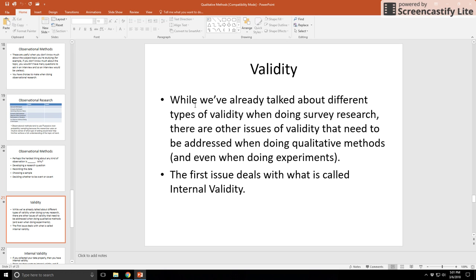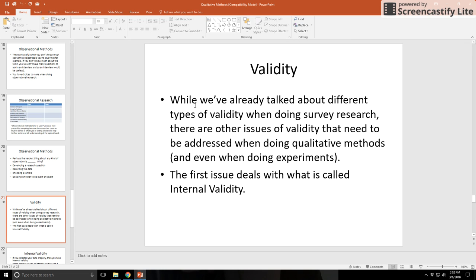Validity. We've talked about validity earlier on. Validity deals with studying what you say you're going to study. So if I want to study intelligence, I better ask you things that really do measure your intelligence. So let's examine a couple different types of validity. First, we'll do internal, then we'll do external.